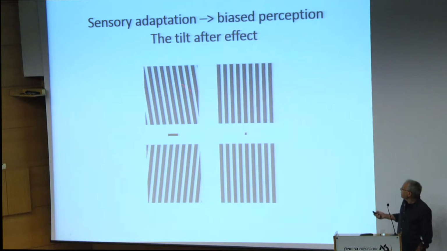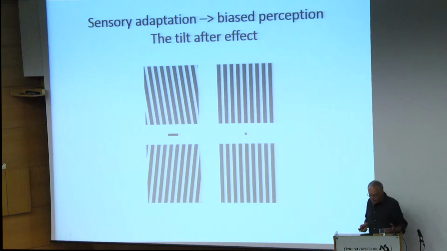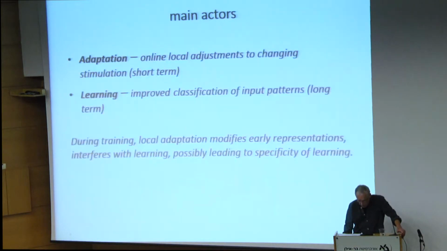So the explanation: you adapt to this orientation, these orientation selective units become less sensitive, so all your orientation estimation is now biased away from it, and the vertical is seen away from this one, and this vertical is seen away from this one. So we use this tilt after effect to estimate adaptation during perceptual learning.